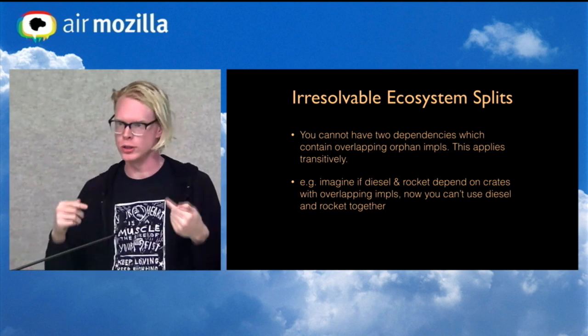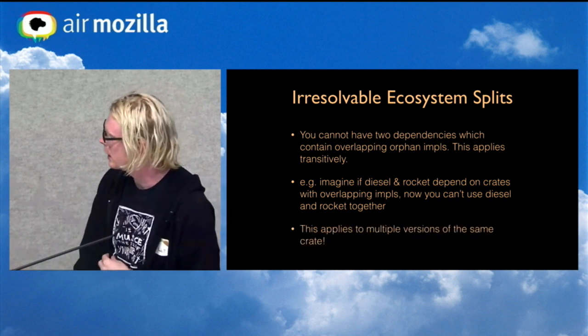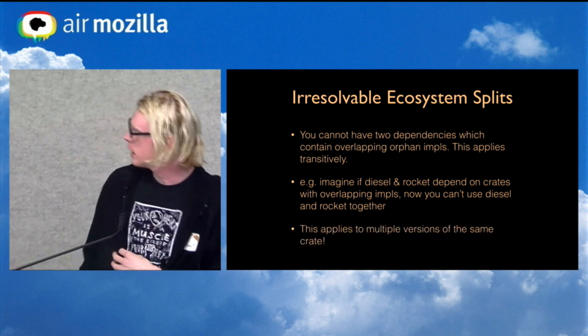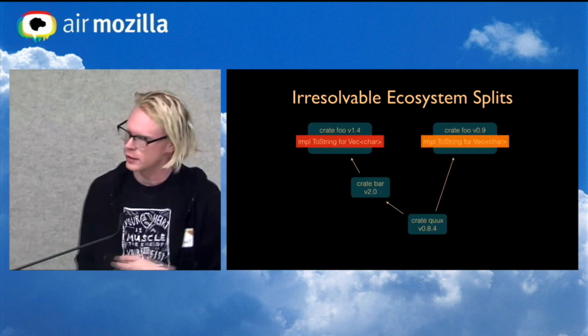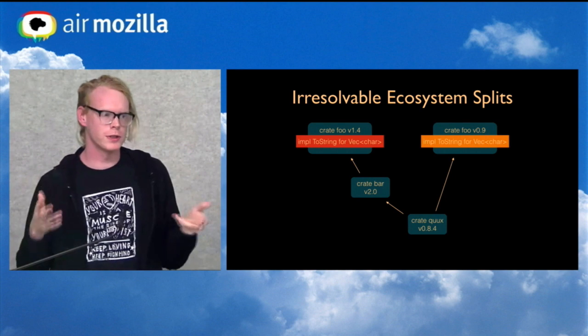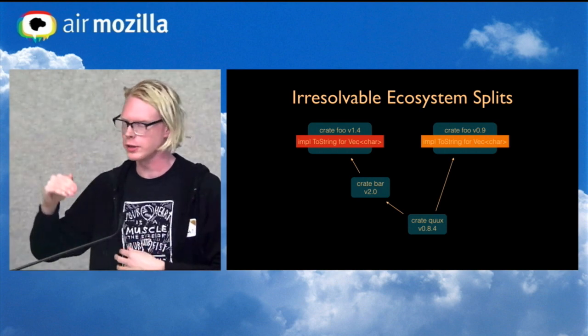And usually you're not going to add an orphan impl, so even if we let you, the chance of this happening seems unlikely. But this applies when we're talking about multiple versions of the same crate. And so, like I said earlier, we allow you to have multiple versions of the same crate. If that crate has an orphan impl, we wouldn't be allowed to let you do that.